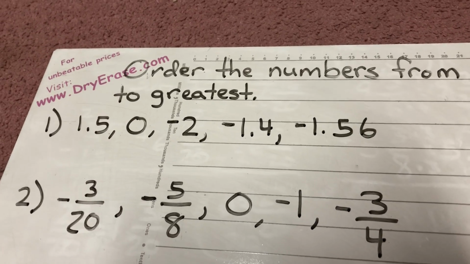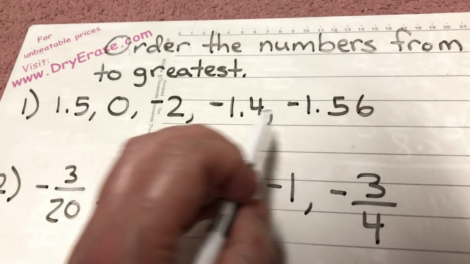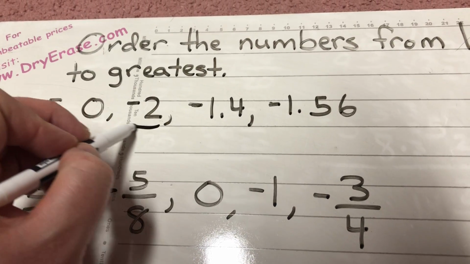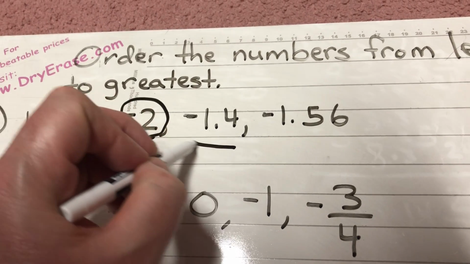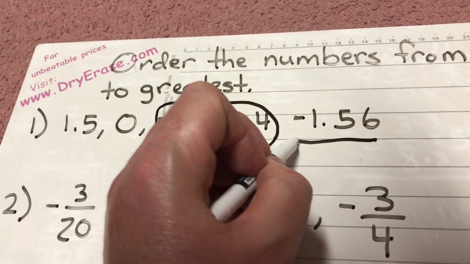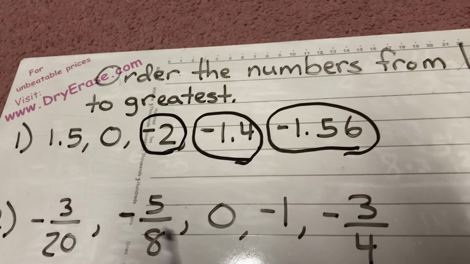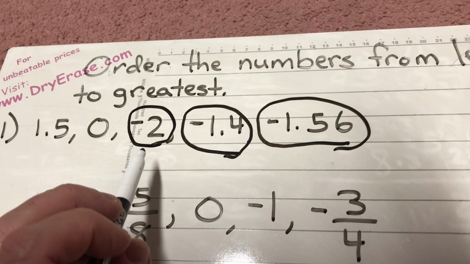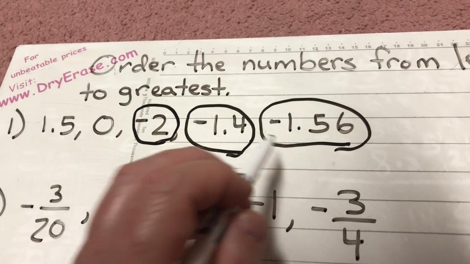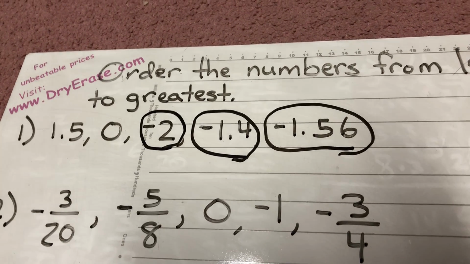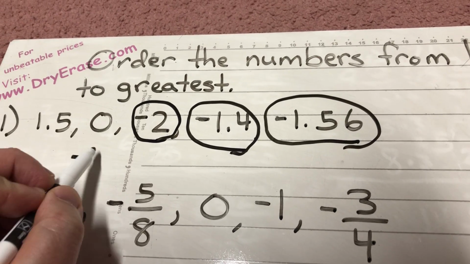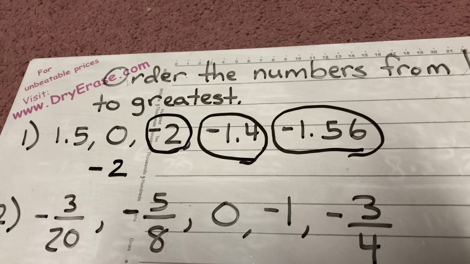Well, just like what we did when this was whole numbers, we want to think about finding the negatives. So I'm thinking about finding the negatives. Well, that's -2. Here I have a negative, -1 and 4/10. And here I have a negative, -1 and 56/100. Now remember, with negative numbers, the negative number is actually the smallest. So I know that the -2 is actually the next smallest one.